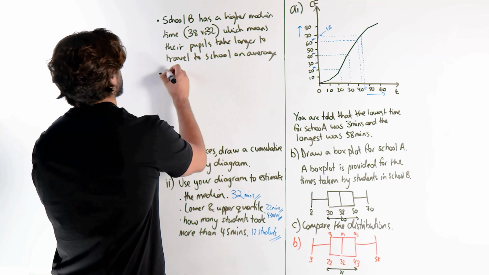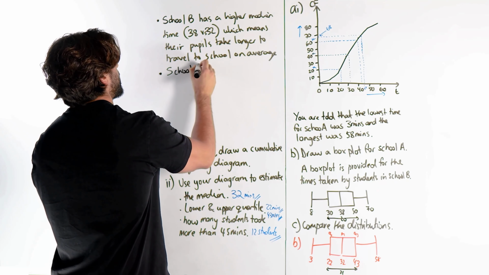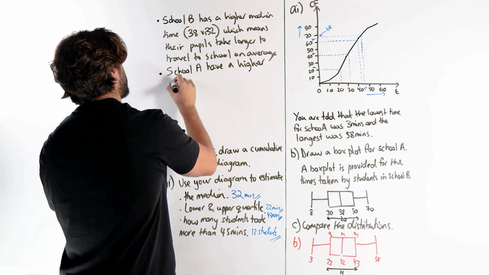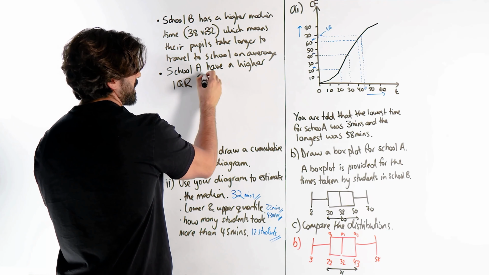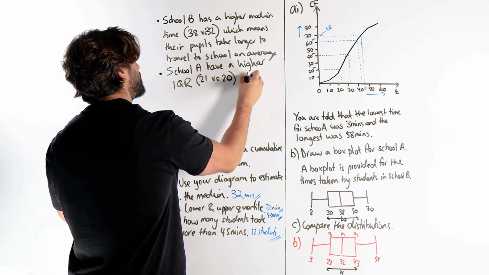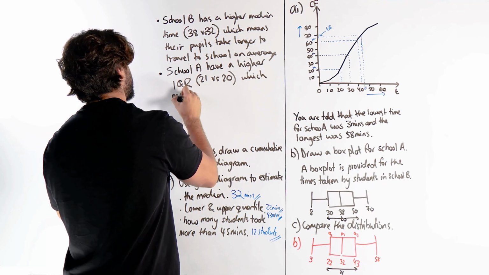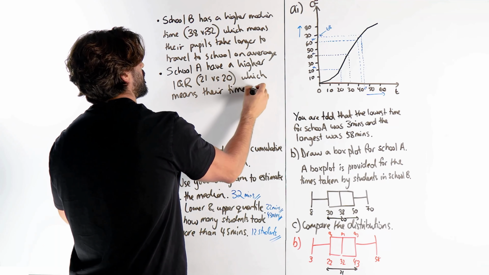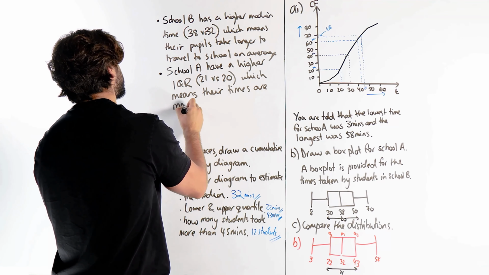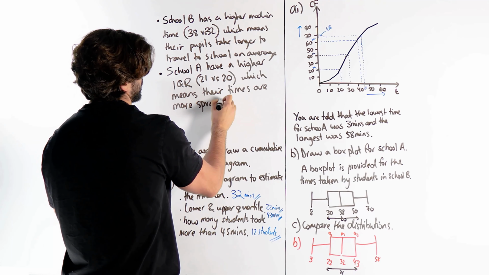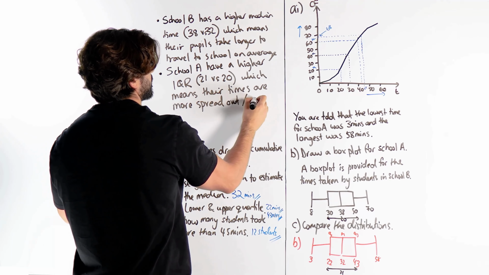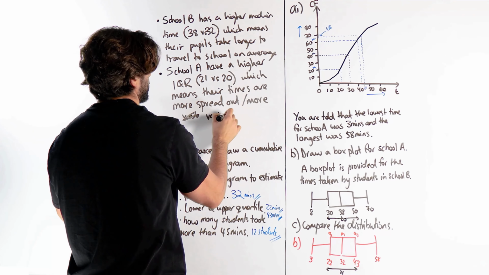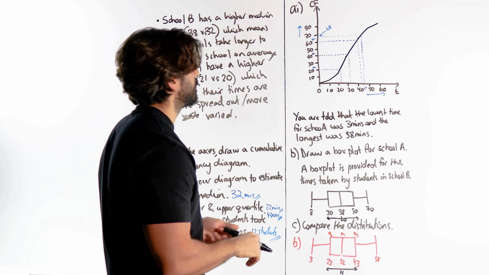Okay? So we can say school A has a higher interquartile range, IQR. So we could say 21 versus 20, which means their times are more spread out, slash more varied, however you guys want to say that, varied. And that's that. That's how we get our 2 marks for these 2 points.